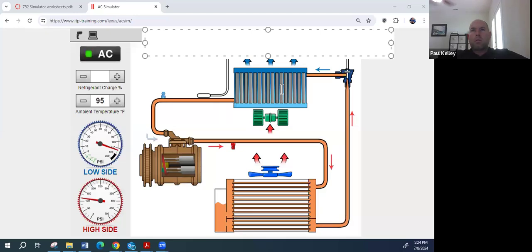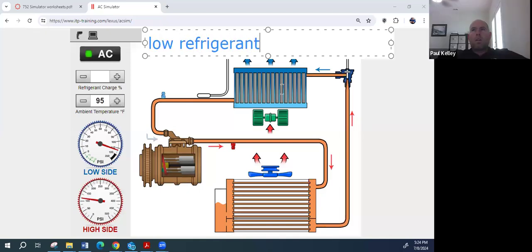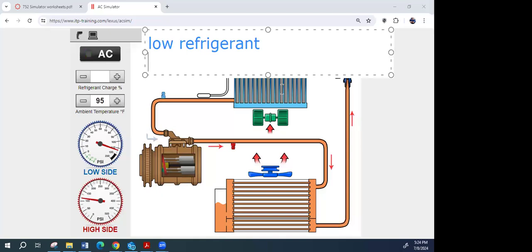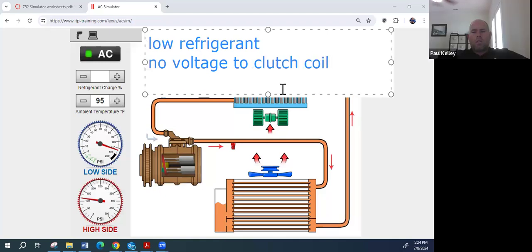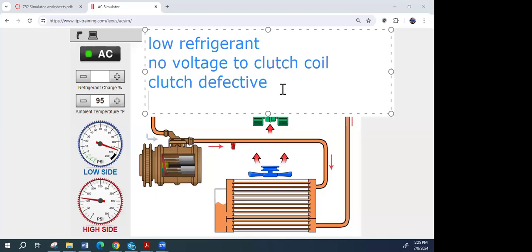Let's make a list. Low refrigerant. I agree. What else? Maybe it's not getting power. I agree. The clutch itself is bad. Agreed. And some of these might kind of overlap. So, quote unquote, if it's not getting power, what could cause it to not get power? Ground. Okay.